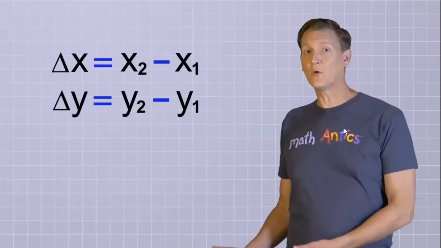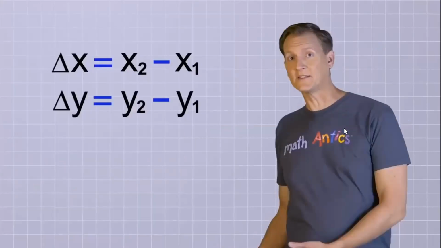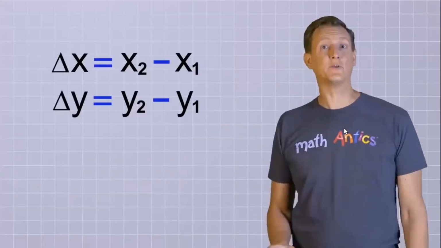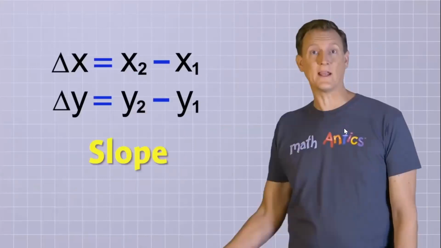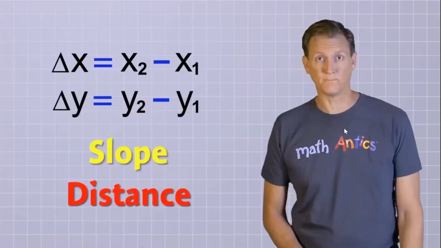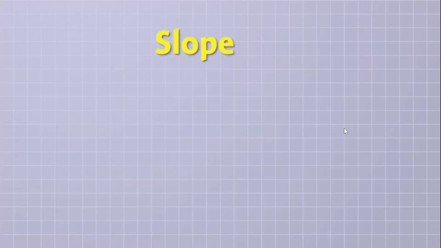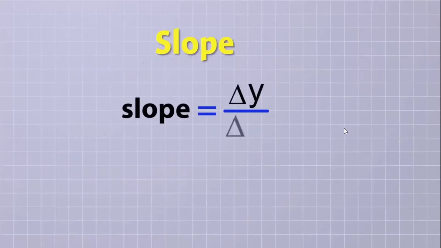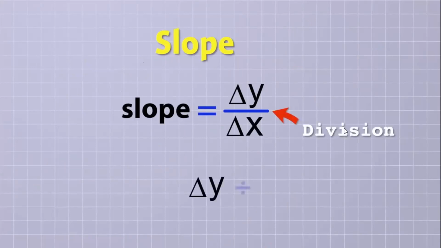These simple equations for finding delta x and delta y are important because they're used in the equations for slope and distance, which is what I want to show you now. The equation for the slope of a line looks like this. Slope equals delta y over delta x. Remember that the fraction line means division. So delta y over delta x is the same as delta y divided by delta x.